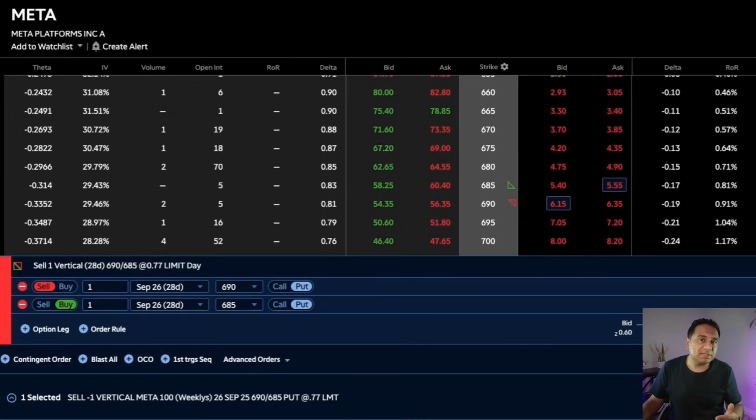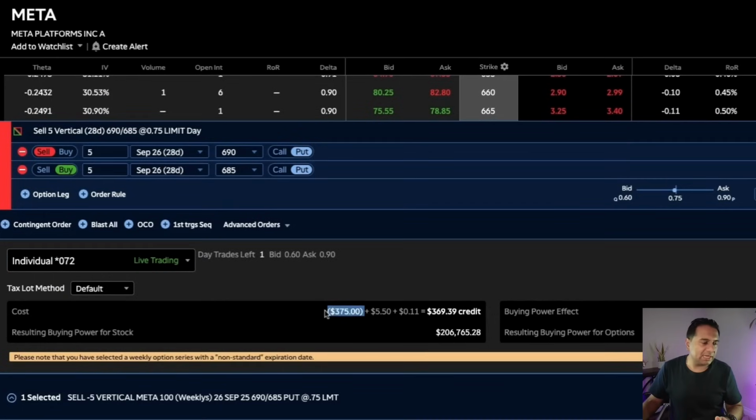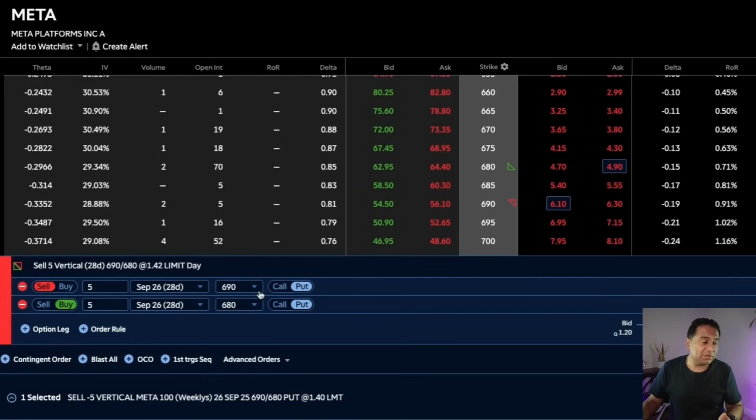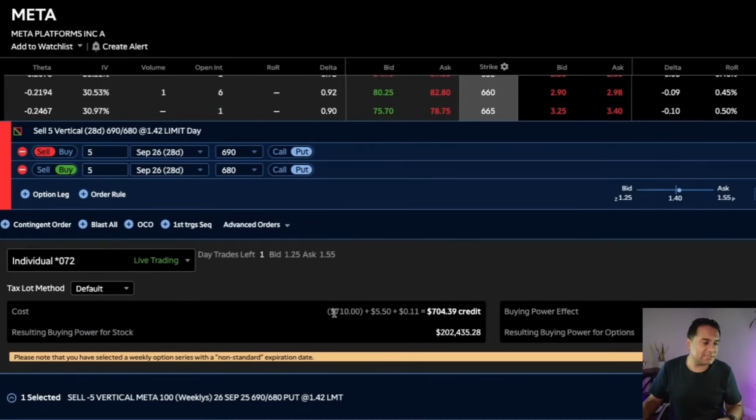So if you want to target the same amount in premium, all you would have to do is change the number of contracts. Instead of one spread, you can sell 5 spreads. In that case, you would collect $375. Or instead of the $5 spread, if you go back to the $10 spread and you sell 5 put credit spreads, in that case, you would collect $710 and you would have to put up $5,000 in collateral.